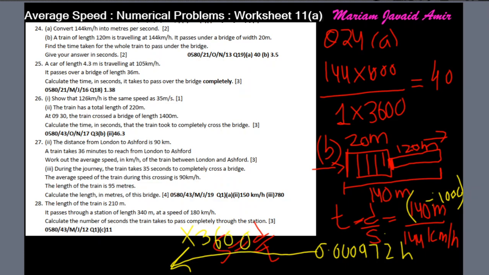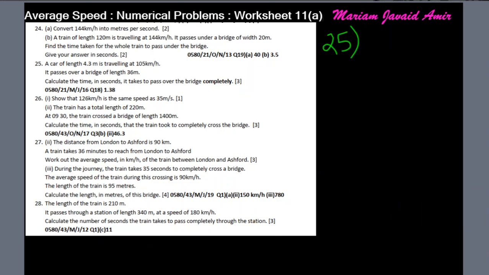When we multiply the answer with 3600, we get 3.5, which is the answer for 24B. Question number 25. A car of length 4.3 meters is traveling at 105 km per hour. It passes over a bridge of length 36 meters. Calculate the time in seconds it takes to pass over the bridge completely.